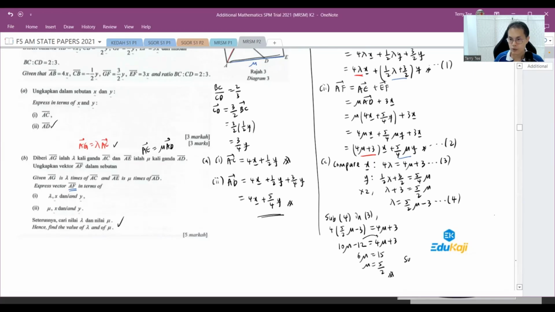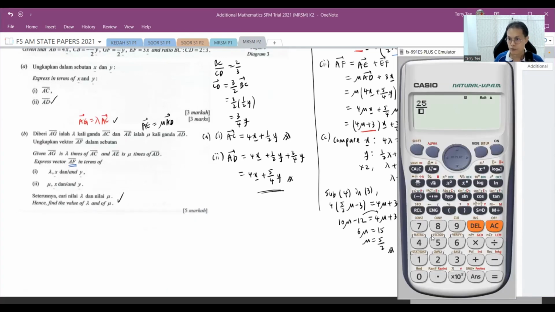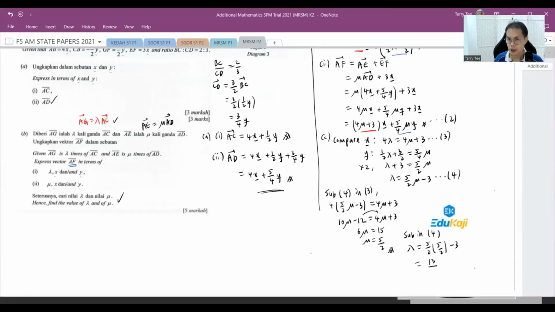Okay. Now, when you substitute into equation 4, you will get your lambda. Your mu is 5/2, so lambda is 5 times 5 is 25, 25/4 minus 3. You can use a calculator: 25/4 minus 3. You get 13/4. Okay. Very long question.